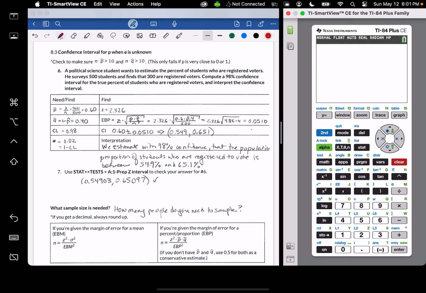Okay, so there are 2 more pages in our notes sheet. This is page 3. The confidence interval for P when sigma is unknown. I don't think I meant to do that. I think I would scratch that off. We're just creating a confidence interval for P.